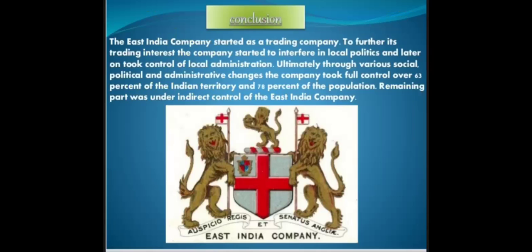Conclusion. Let's come to the conclusion. The East India Company started as a trading company. To further its trading interests, the Company started to interfere in local politics and later on took control of local administration. Ultimately, through various social, political, and administrative changes, the Company took full control over 63% of the Indian territory and 78% of the population. The remaining part was under the indirect control of the East India Company.